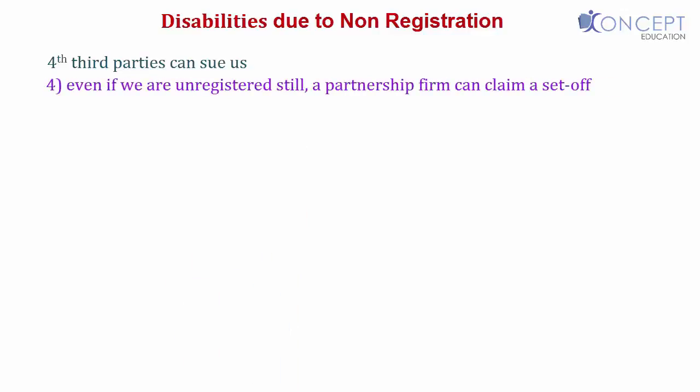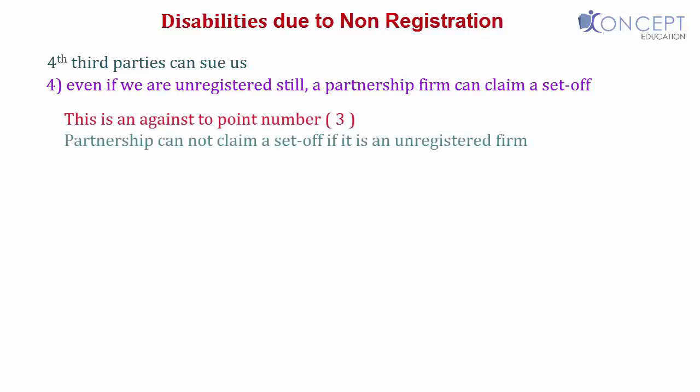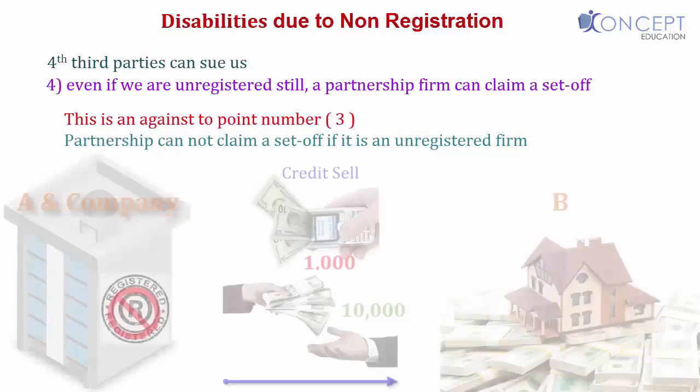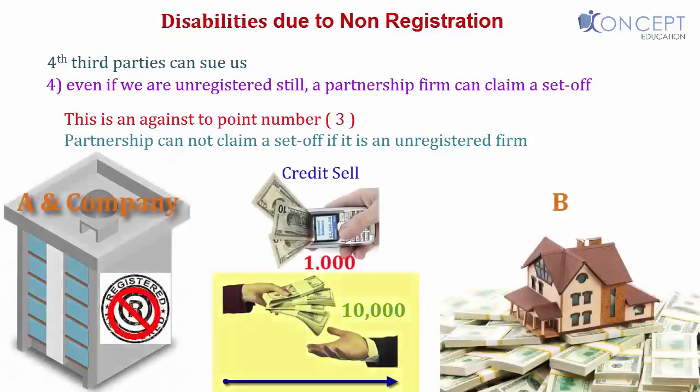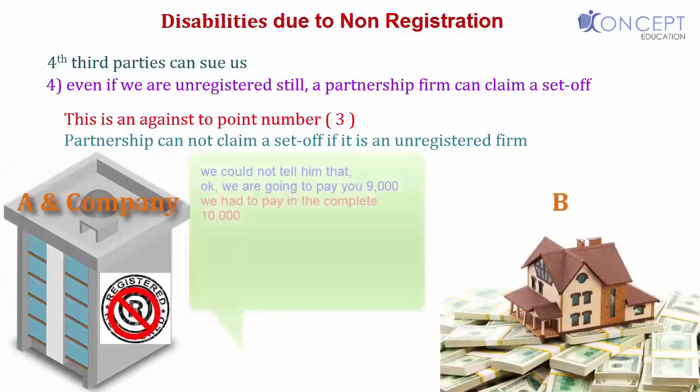Now let's look at the fourth point, that even if we are unregistered, still a partnership firm can claim a set-off. This is against point number 3. Remember point number 3 above, that a partnership cannot claim a set-off if it is an unregistered firm. Remember our case where we had to pay back 10,000 and we had goods of rupees 1,000 with him. We could not tell him that okay, we are going to pay you 9,000. We had to pay him the complete 10,000. This is an exception now.